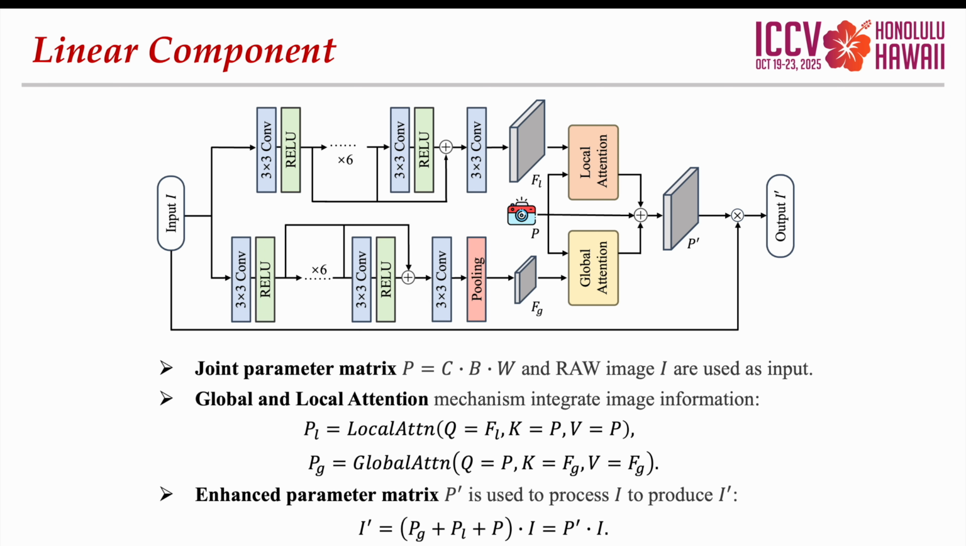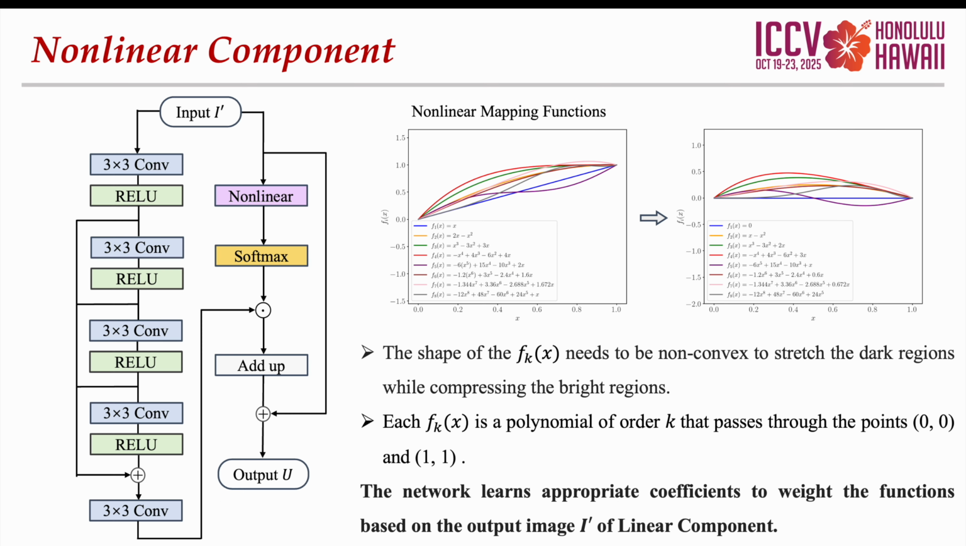In the linear component, the joint parameter matrix P and the corresponding raw image I are served as input. After feature extraction, global and local attention are used to integrate P with the two kinds of features, Fg and Fl respectively, to obtain P'. Then, I is processed by P' to produce the RGB image I' as output.